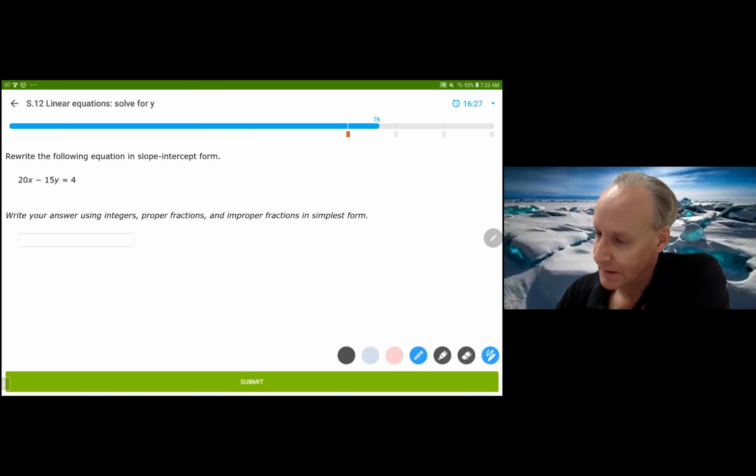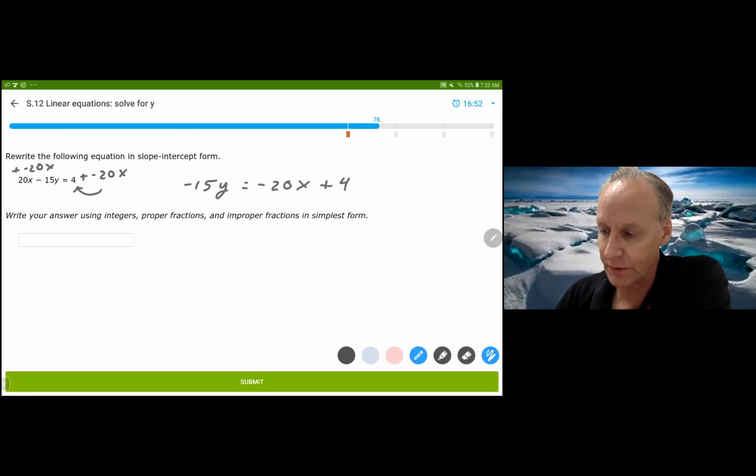Standard form again. Now this one is a little more complex because we're going to need to subtract the 20x from both sides. So I'm going to get negative 15y is equal to negative 20x plus 4. Now I do two things. I subtract the 20x from both sides or add a negative 20x. Adding a negative 20x is actually more appropriate because I can't turn subtraction around; in other words, subtraction's not commutative, but addition is. That's why adding a negative 20x is more appropriate.